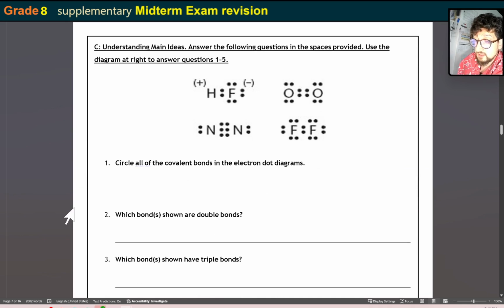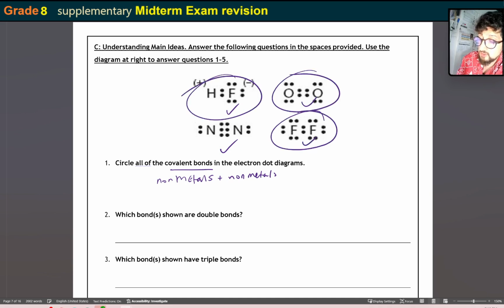Okay, let's keep going. Understanding main ideas. Answer the following questions in the space provided. Use the diagram at the right to answer questions 1 to 5. Circle all the covalent bonds in the electron dot diagram. So covalent bonds are bonds between nonmetals and nonmetals. So in fact, they're all covalent bonds. Okay, all of them are covalent bonds because they're all nonmetals.